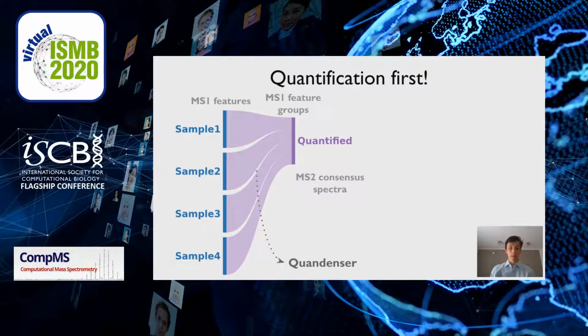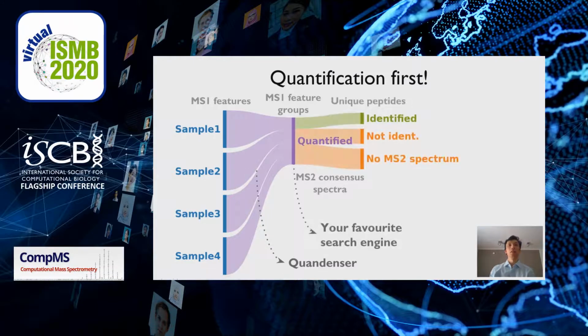The nice thing about this is that this allows us to do the identification step after the quantification step. This means that we first of all have much fewer spectra to search. And second of all, the part that we cannot identify or that didn't get MS2 spectra assigned to them have been condensed into a much smaller set, which are much easier to query.